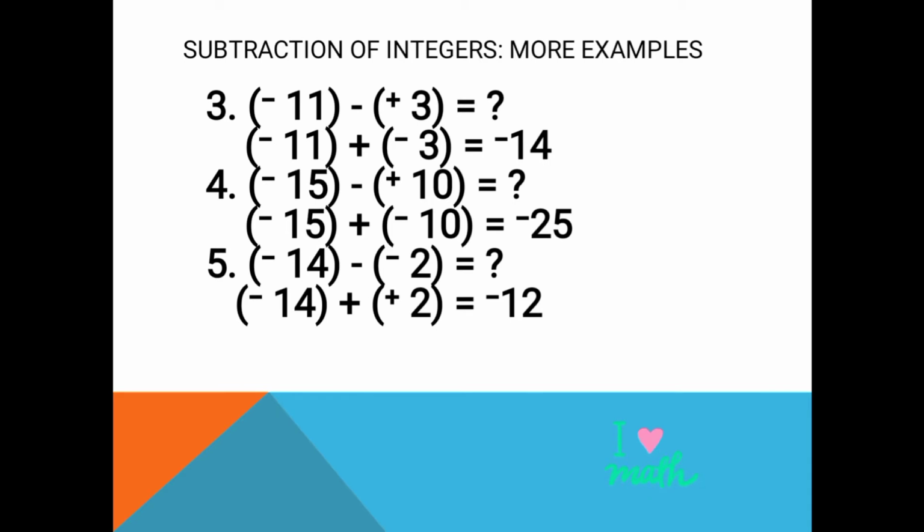Okay, next, number 5, negative 14 minus negative 2. Copy first the first term, negative 14. Change the operation involved. The minus will become plus. Then change the sign of the second term or the subtrahend. Negative 2 will become positive 2. Since this is different in sign, subtract. 14 minus 2 is 12. Then copy the sign of the bigger number, which is negative. So the final answer is negative 12.